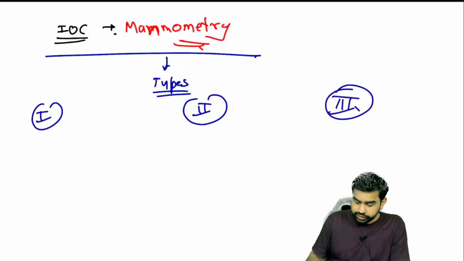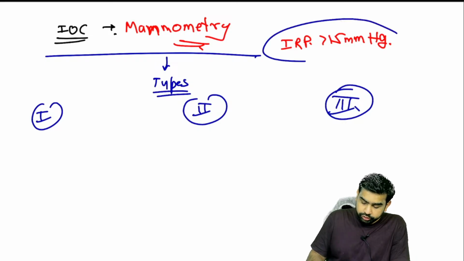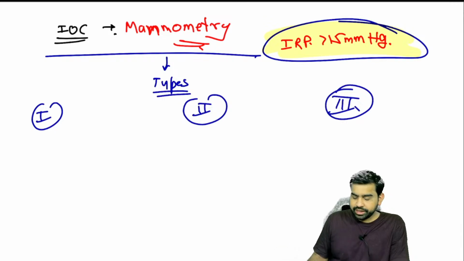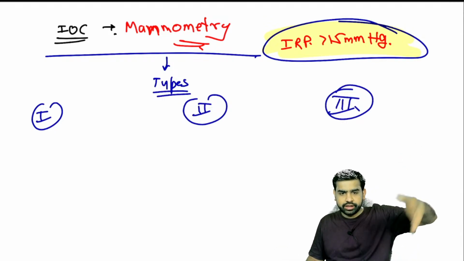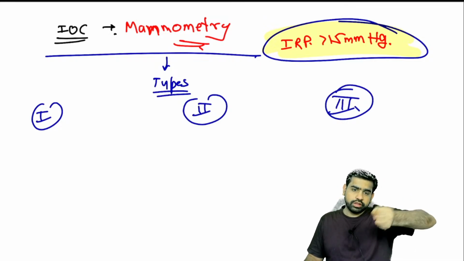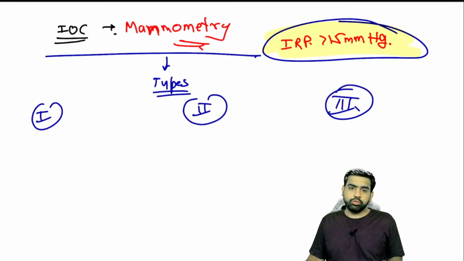Now what is the common thing between all the 3? There is something called IRP, the integrated relaxation pressure, which is always more than 15 millimeters of mercury in all the 3. This tells you that the relaxation pressure is always high, that is, the lower esophageal sphincter is always in a state of contraction.